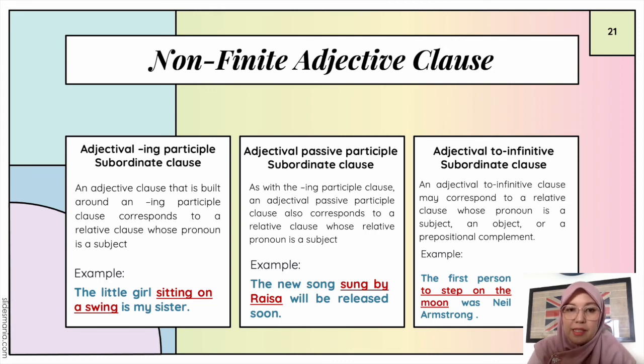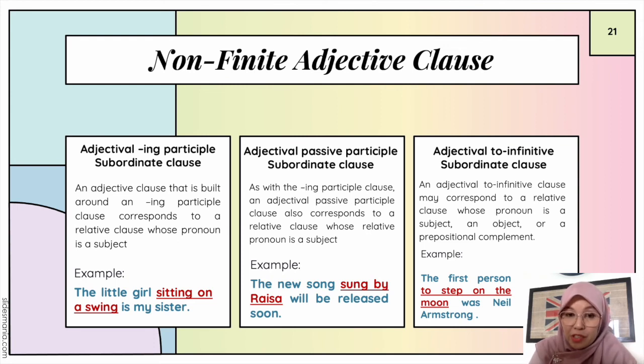The next one, adjectival to-infinitive subordinate clause. An adjectival to-infinitive clause may correspond to a relative clause whose pronoun is the subject, an object, or a prepositional complement. The example, the first person to step on the moon was Neil Armstrong. The phrase to step on the moon is the adjectival to-infinitive subordinate clause.